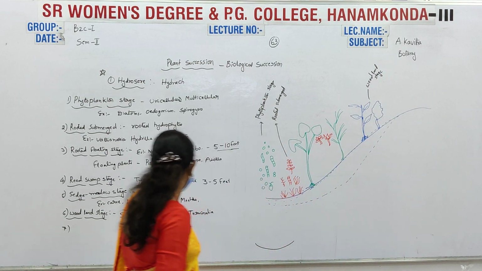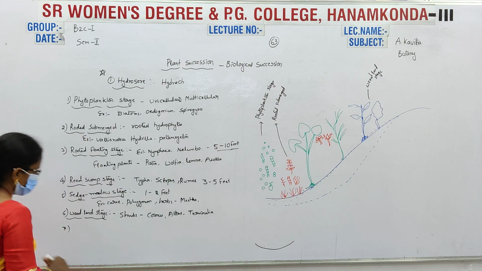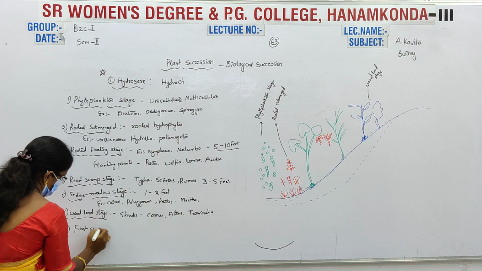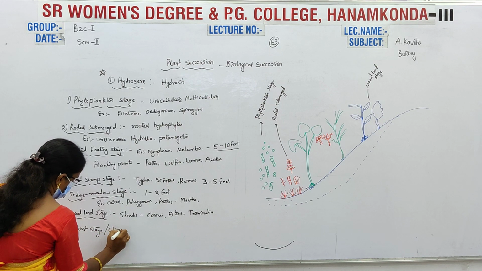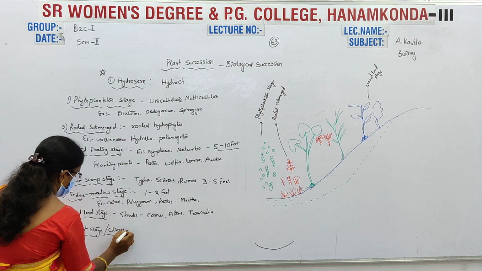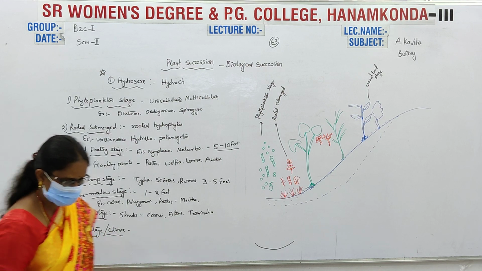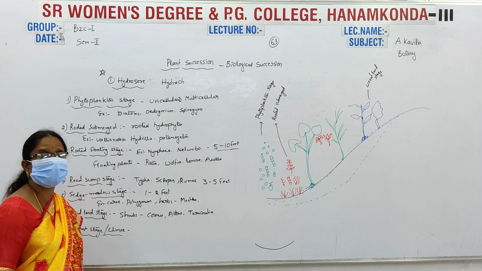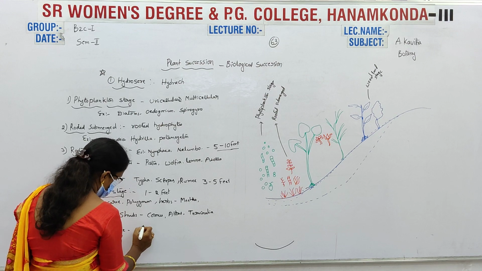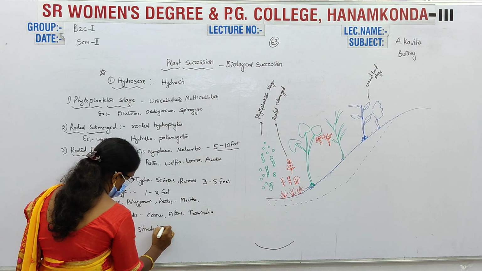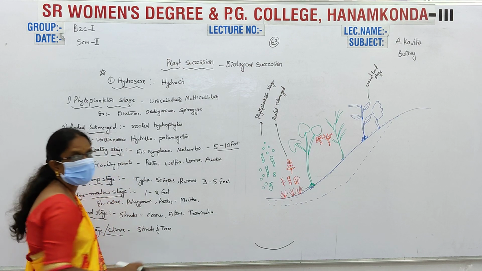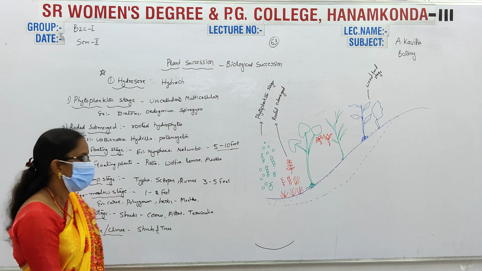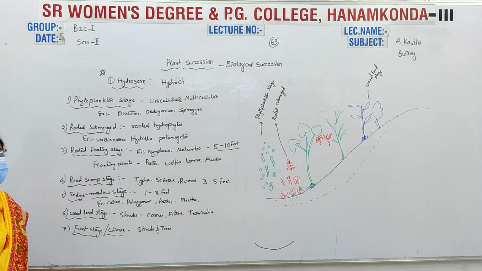The last one is the forest stage or climax stage. In the forest stage or climax stage, different types of shrubs and trees are developed. These are the total 7 stages in hydrosere.